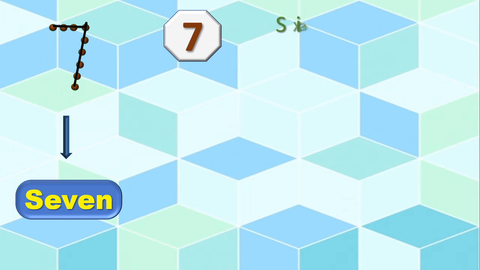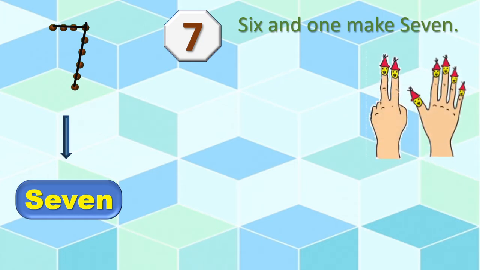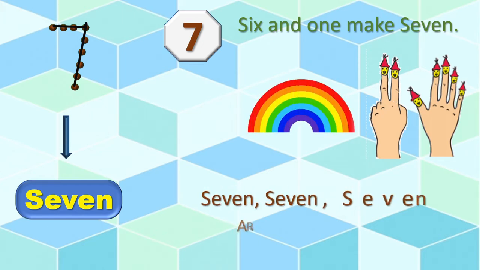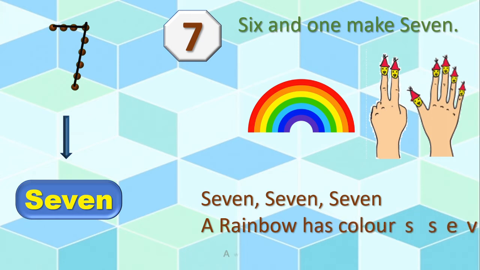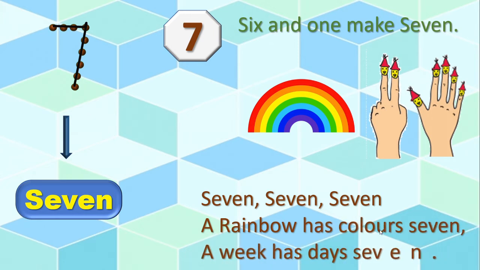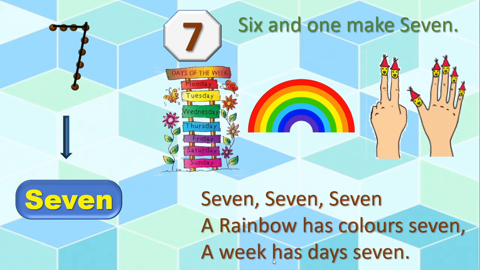Now here 6 and 1 makes 7. Because 7 is the next number after 6. Here you can see 7 fingers. Right? 5 of one hand and 2 of second hand, that is 7. A small poem. 7, 7, 7. A rainbow has color 7. A week has days 7.